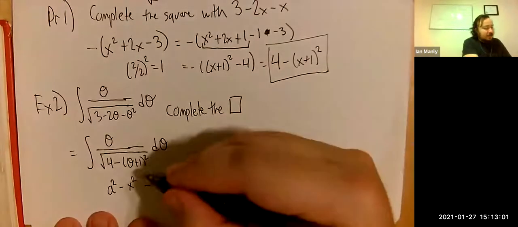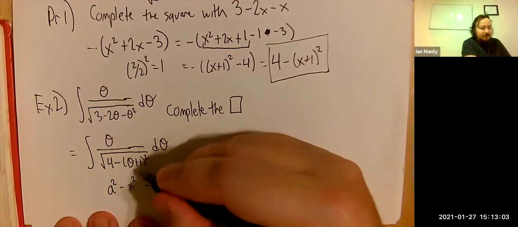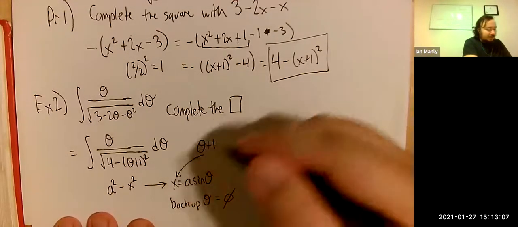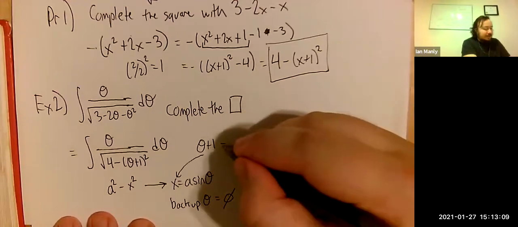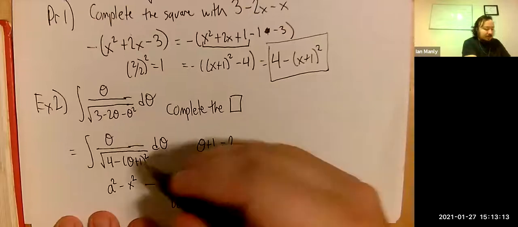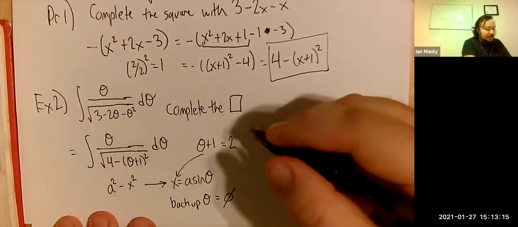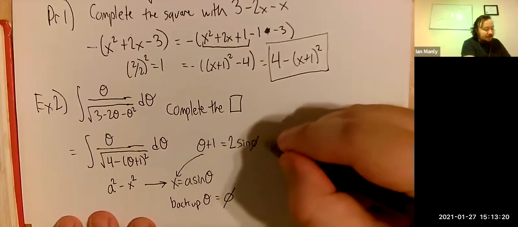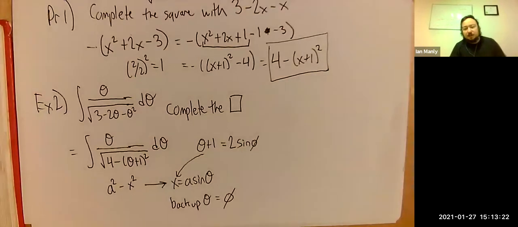So what I'm going to do here, I take whatever my variable thing is that I'm squaring, which is theta plus 1. That's effectively my x. My a is going to be 2, because that's the square root of this. And then my trig function is sine, but I can't use theta because that's my current variable, so I'm going to use phi for this right here.